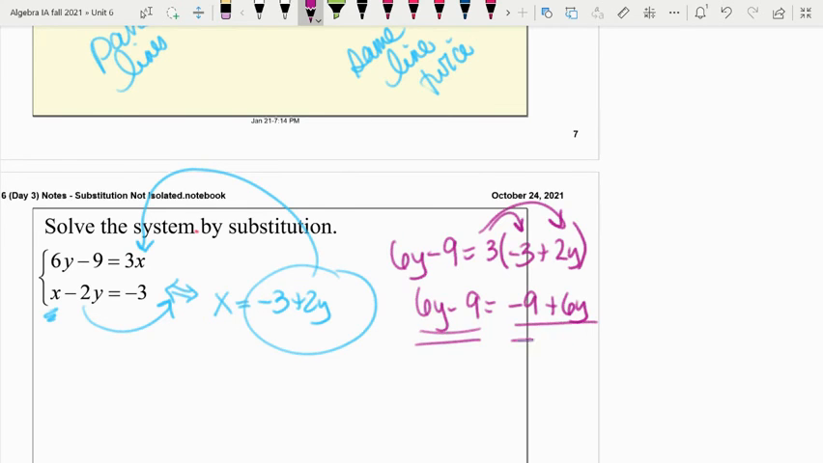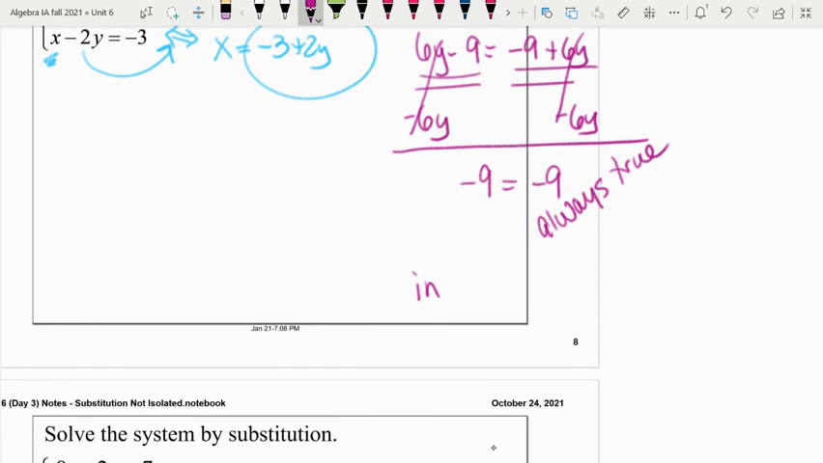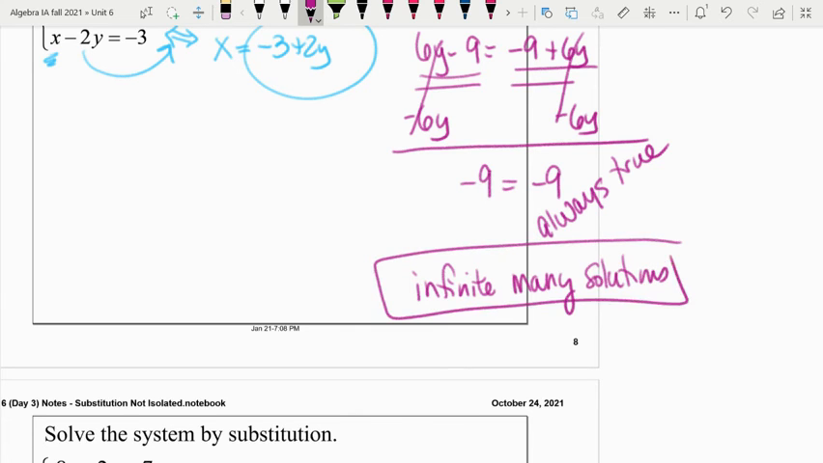Notice I have this and this, which are the same thing on both sides. Or let's say I don't quite notice that yet, and you just keep working and you put minus 6y on both sides. That's okay too, because then what am I left with? Negative 9 equals negative 9, which is always true. So my answer is infinitely many solutions. That's how I want you to write it. It means it's the same line twice.